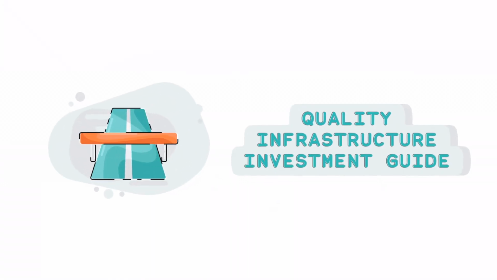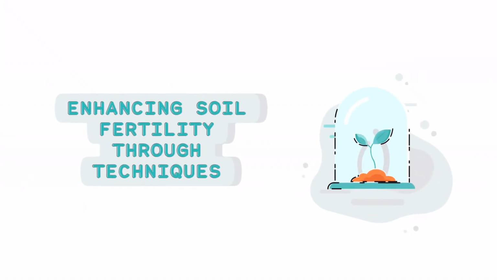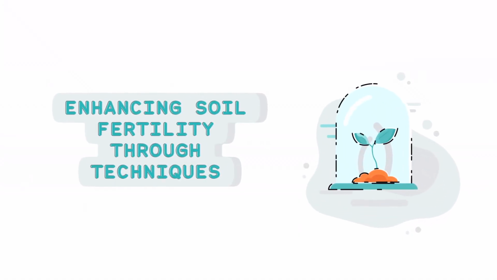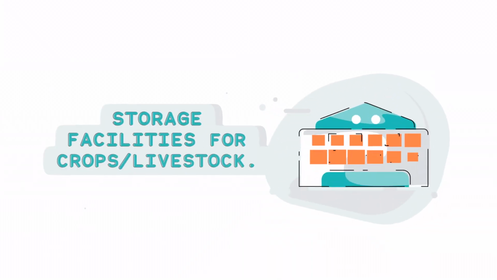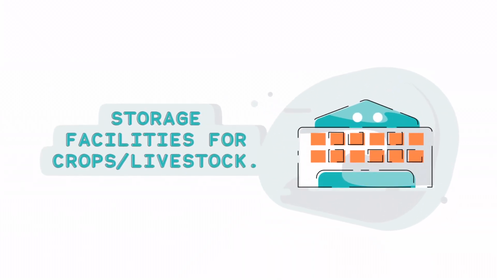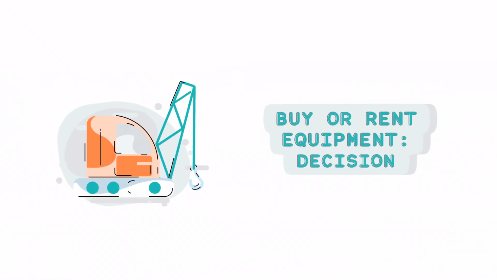4. Invest in quality infrastructure. Soil improvement, build soil fertility through composting, crop rotation, and cover crops. Water management, implement efficient irrigation systems. Storage facilities, construct barns, silos, or cold storage for crops and livestock. Equipment, purchase or rent necessary machinery.